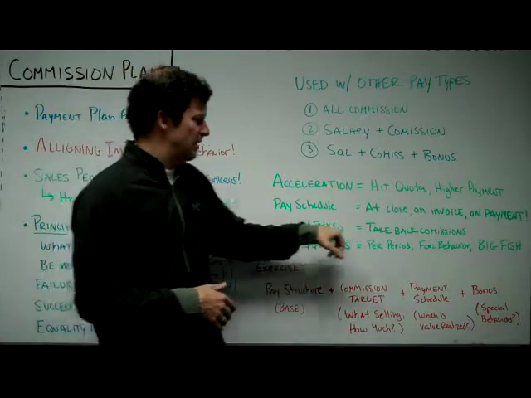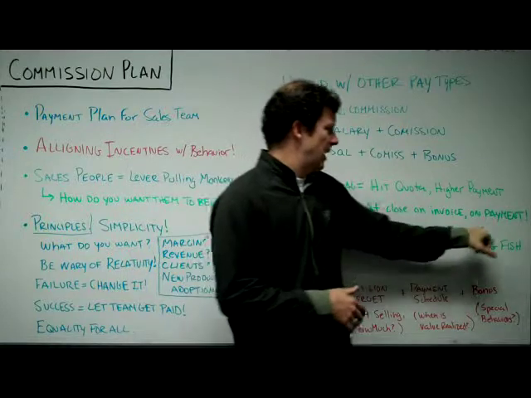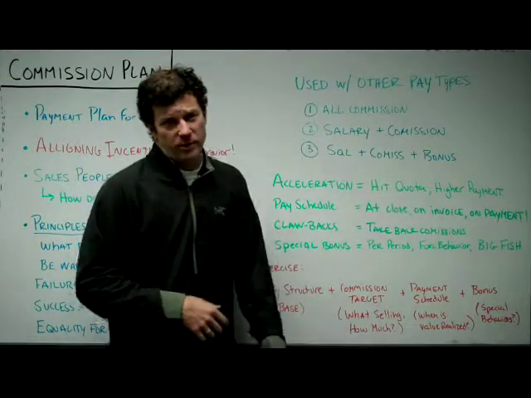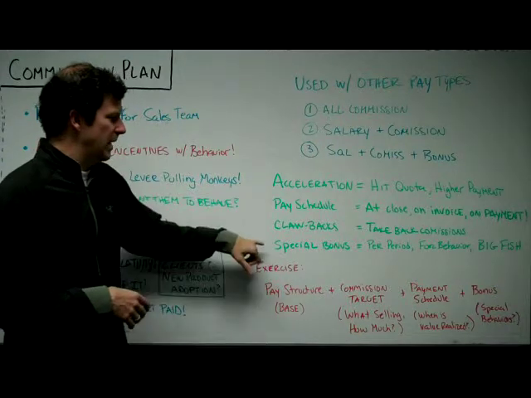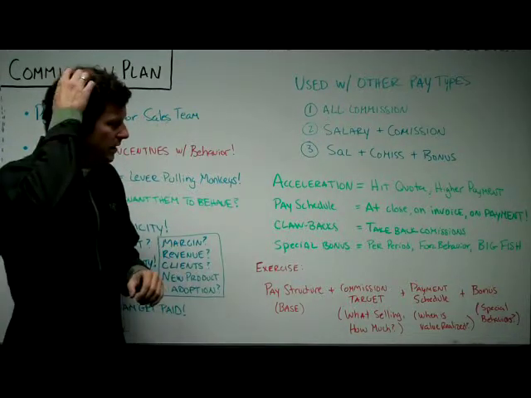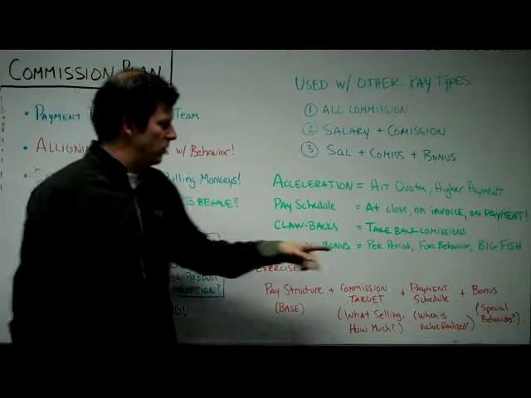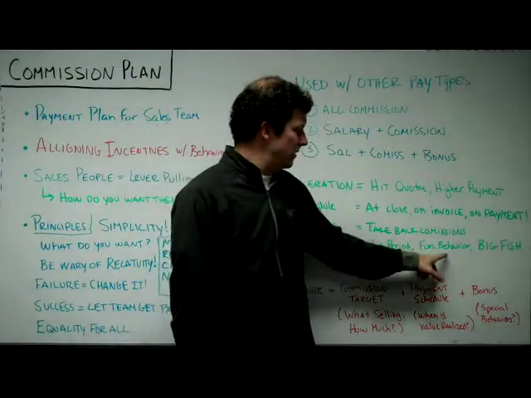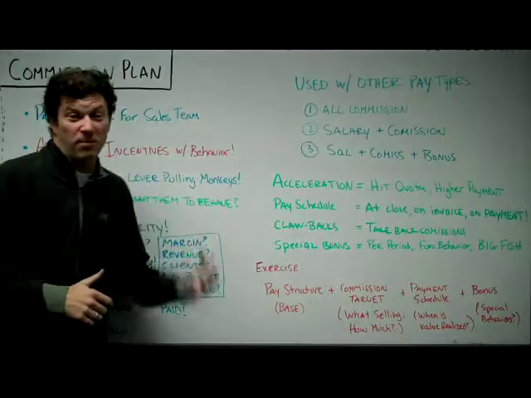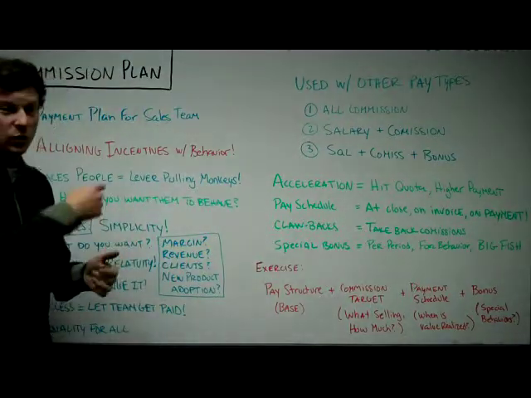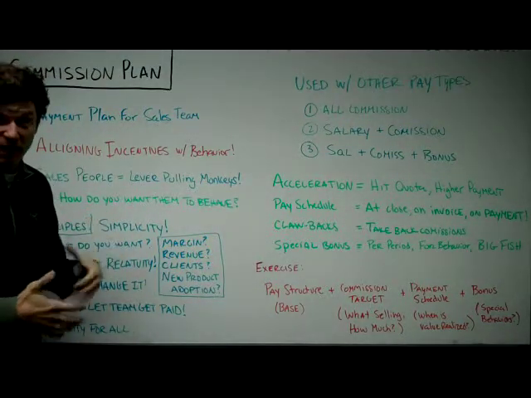Clawbacks are another thing. Sometimes if you do pay at close and the guy doesn't pay you, you can take back your commissions by not paying future commissions. So that's something you can build in. And then also special bonuses. Sometimes the sales manager has some latitude per the year or based on certain behavior, or if they close an account that's really important to you, or if they steal one from a competitor, they can say, here's a one-time bonus for this certain type of behavior.